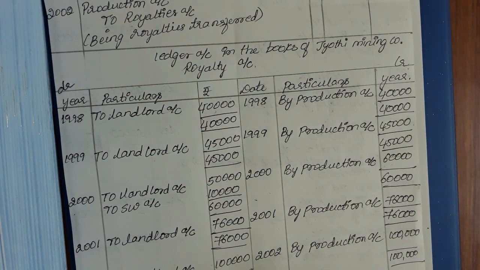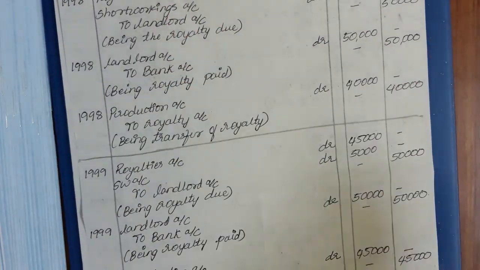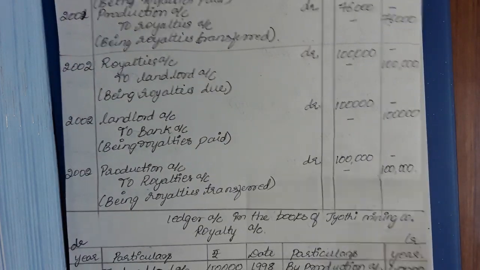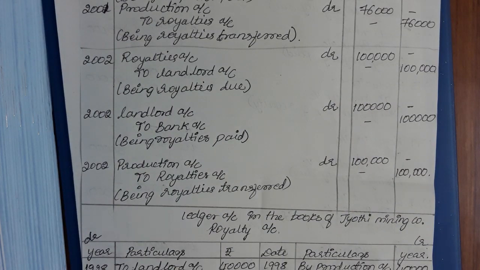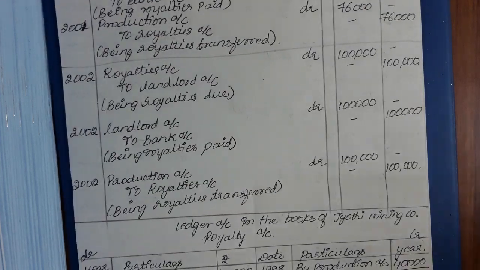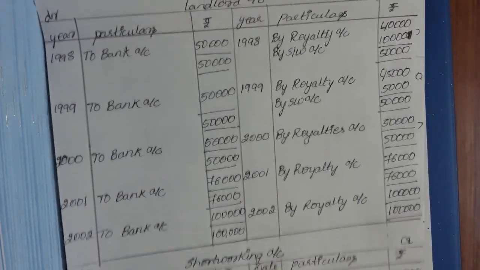So this is the simplest way of preparing the journal entries and understanding. Or you can do it with journal entries: wherever you are credited you will be debiting, and whenever you are debited you will be crediting. You can do it like that also. So this is the simplest way, I guess. Next, what do you need to prepare? You need to prepare a landlord account.